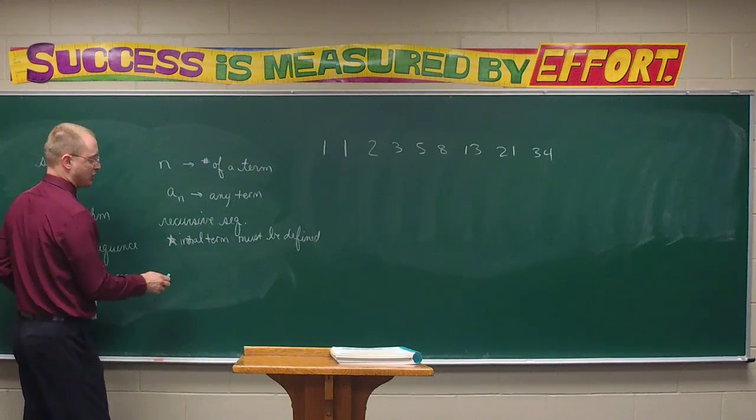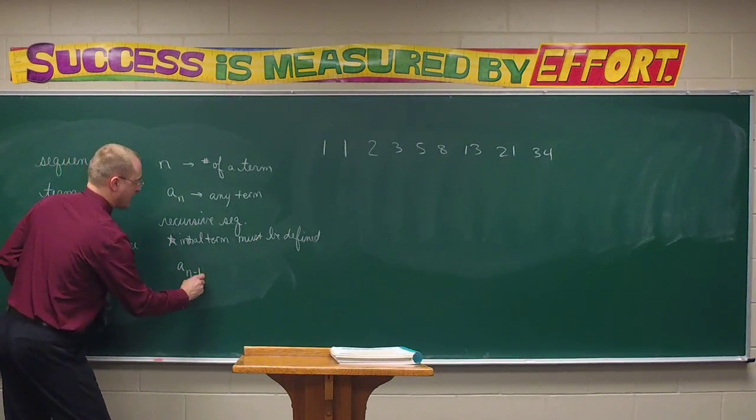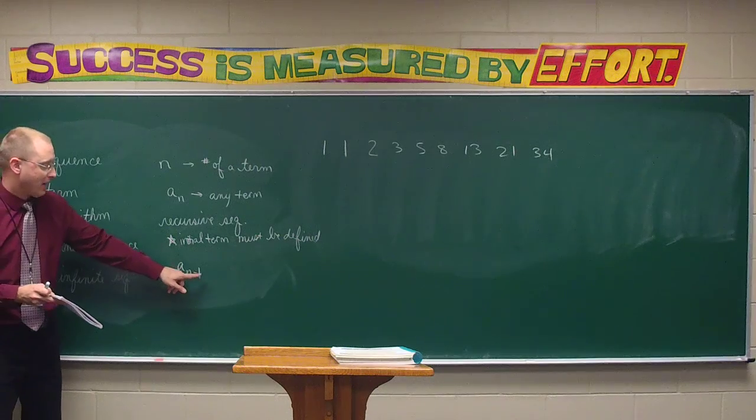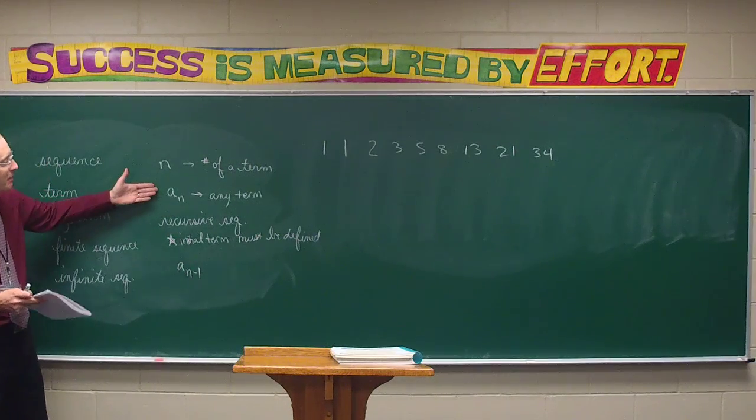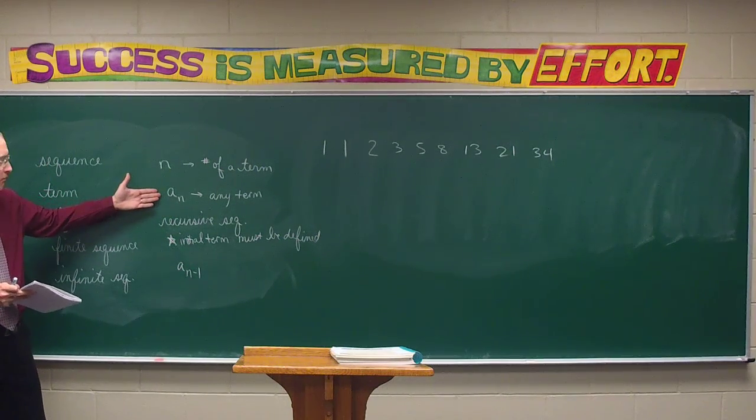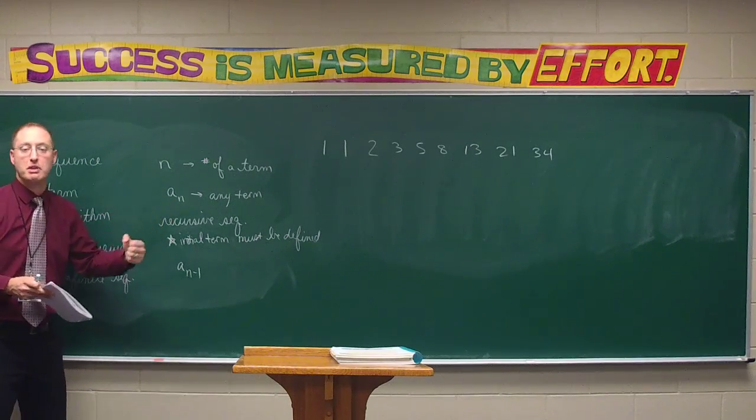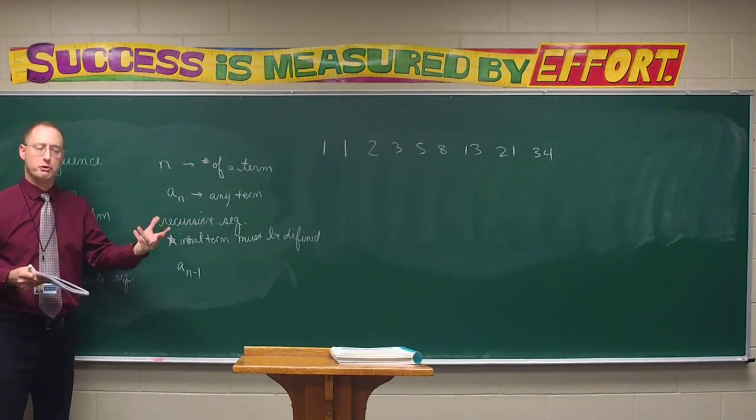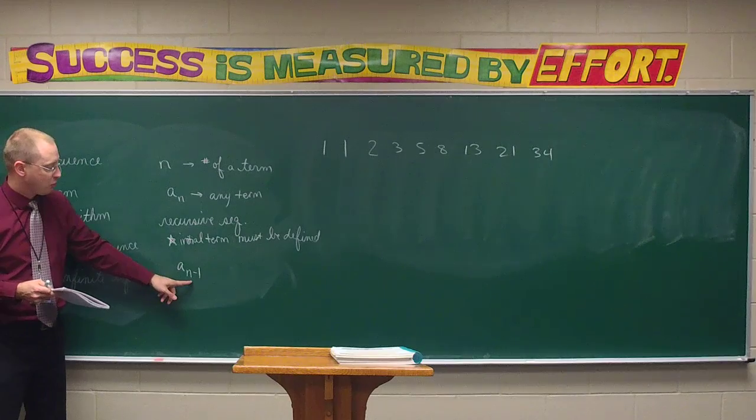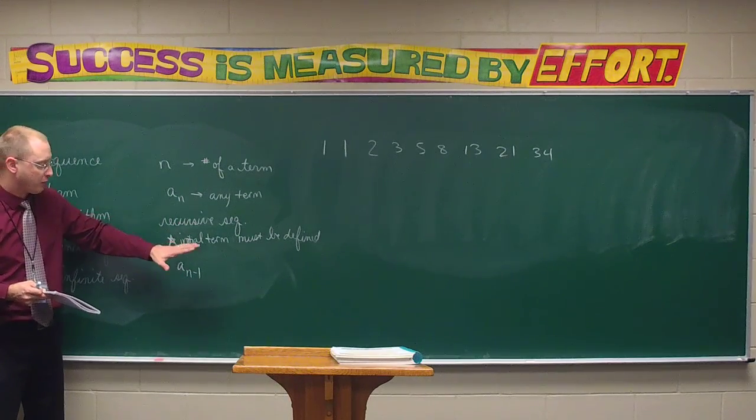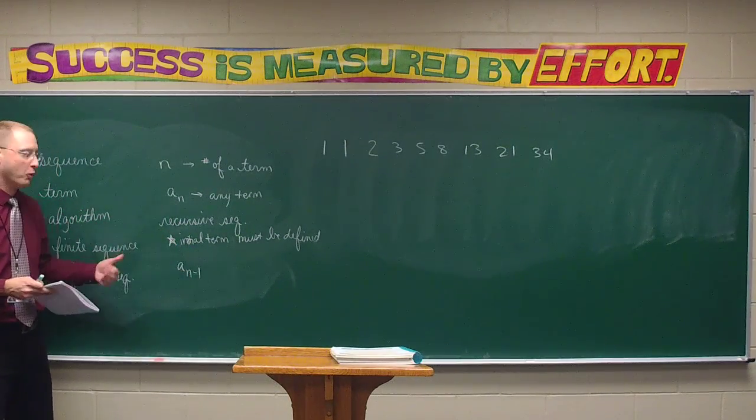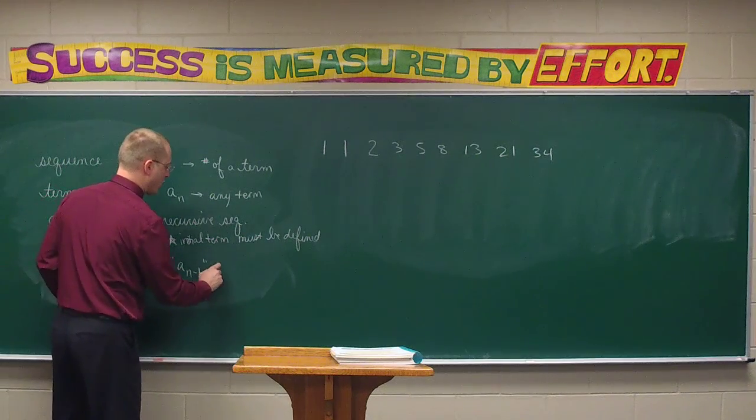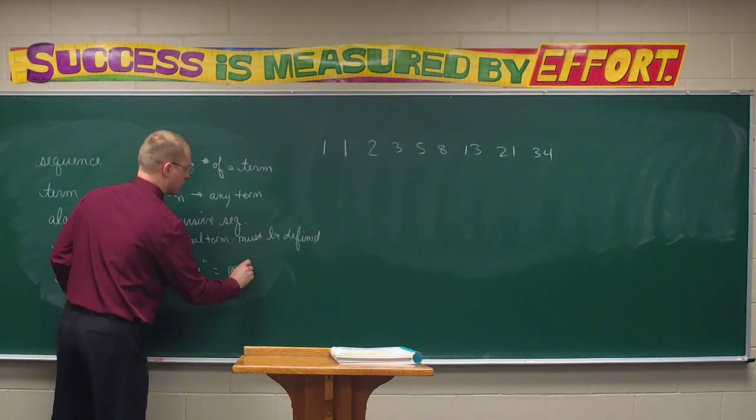So a couple of notations here. Whenever you see this notation, a sub n minus 1, we know a sub n means any term, right? For instance, a sub 5 would be the 5th term. A sub 12 would be the 12th term. Well, a sub n minus 1, if 5 is the term you're going for, that would be a sub 4, the one right before it. This notation, you need to know, means previous term.